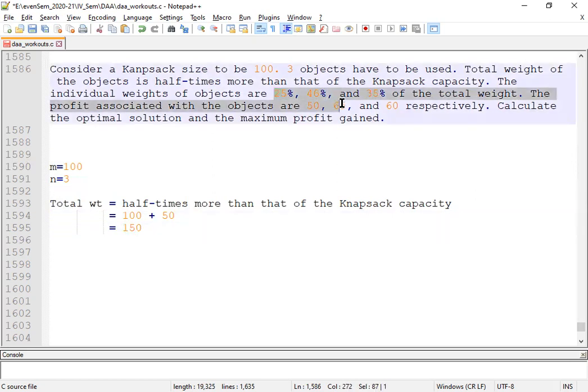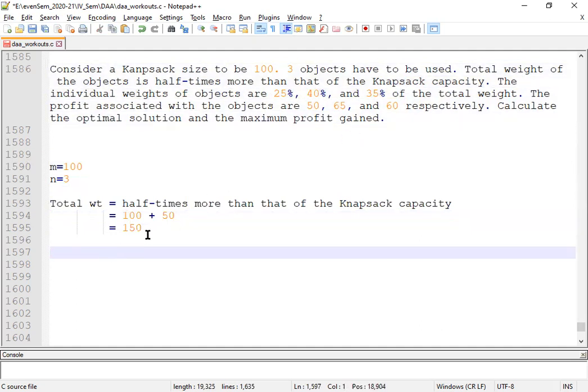Now using these three percentages, we are going to calculate the individual sizes. Now students, how did we get this 150? As per the problem statement, the total weight of the objects is half times more than the knapsack capacity. Knapsack capacity is 100. Half of the knapsack capacity is 50, and they have said it is half time more. So 100 plus 50 is going to be 150 as the total weight. So the total weight we have calculated here is 150.